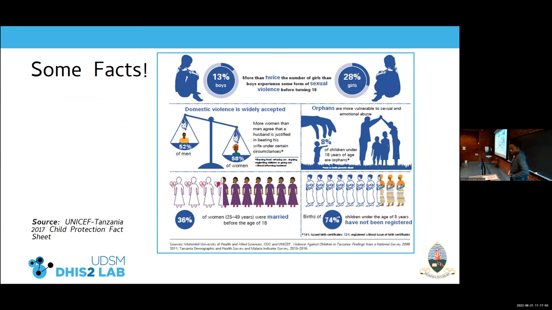Here are some facts and figures based on the UNICEF Tanzania 2017 Child Protection Fact Sheet. Actually, these are what led to the implementation of this system in one way or another. You can see that more than twice as many girls as boys experience some form of sexual violence before turning 18 in Tanzania. And orphans are more vulnerable to sexual and emotional abuse. But the interesting fact was that domestic violence was widely accepted by even more women than men. Also, almost 60% of women aged 25 to 49 years were married before the age of 18 by then.